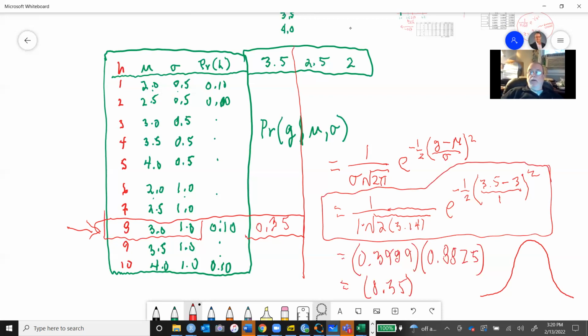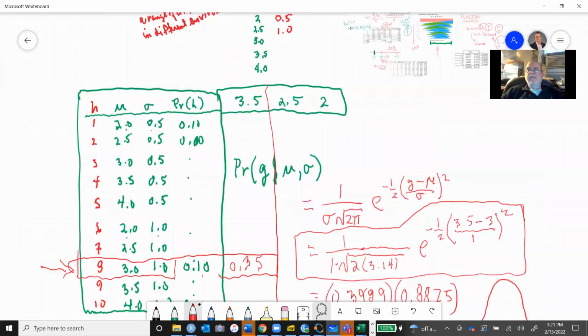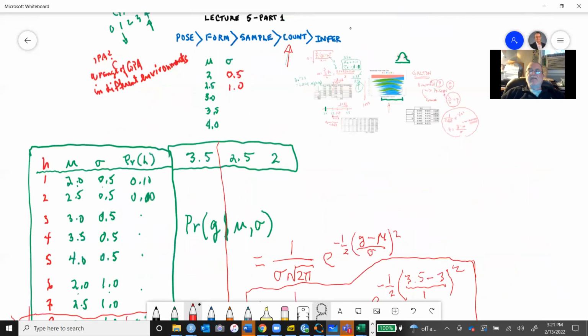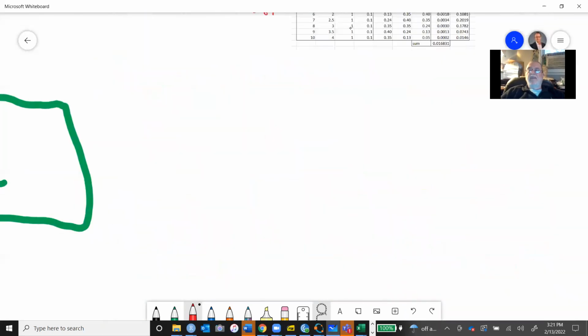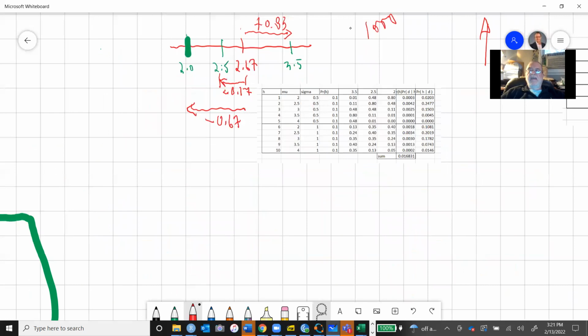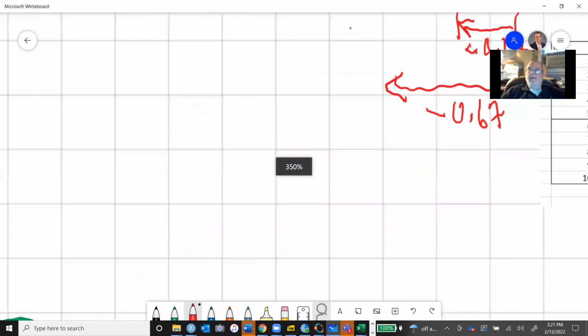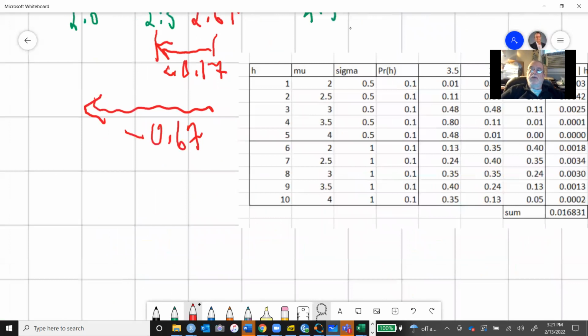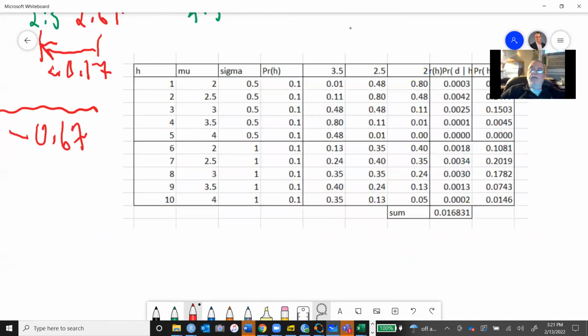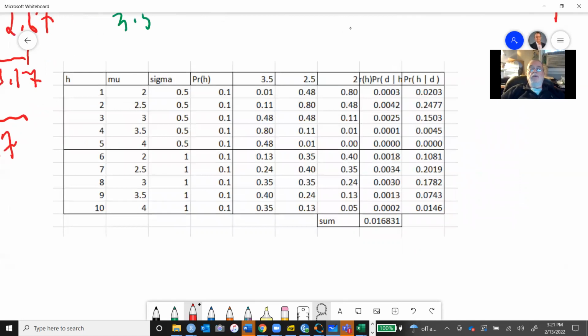Okay. So we still have to multiply this 35 times the 0.1 times whatever it is for 2.5. I think it's also 0.35. And whatever it is for 2. Multiply them all together. And I have done that here. And here it is. Let's see if we can blow this up. There we go. It's the same story over and over again.